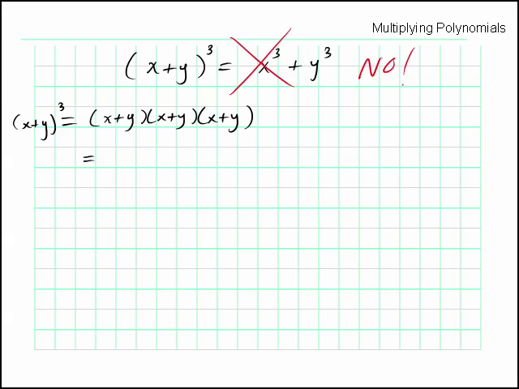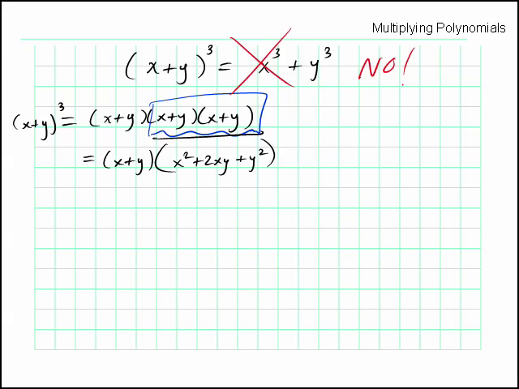So if we multiply this out, I'll start with these two. X plus y times x plus y, we did that earlier. This right here turns out to be x squared plus 2xy plus y squared. Now I need to multiply this x plus y that's left in front times this trinomial. And I'm going to distribute it in. We did a bunch of these problems earlier.